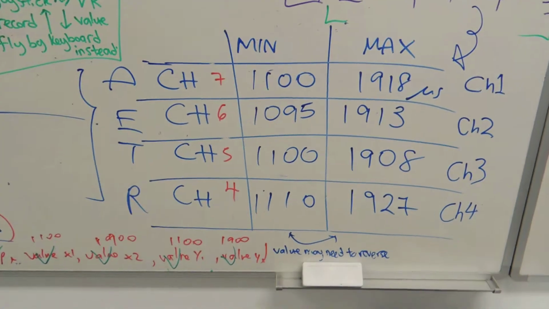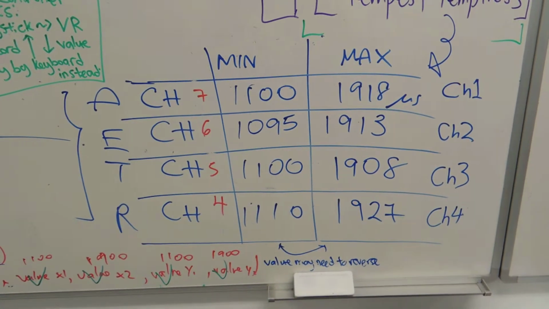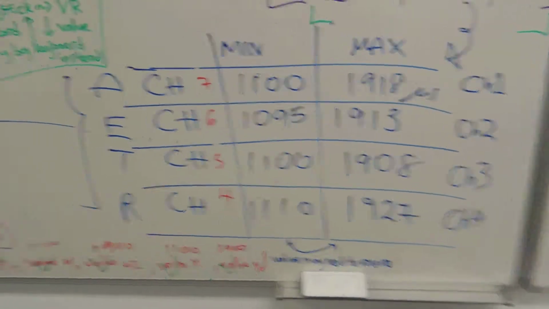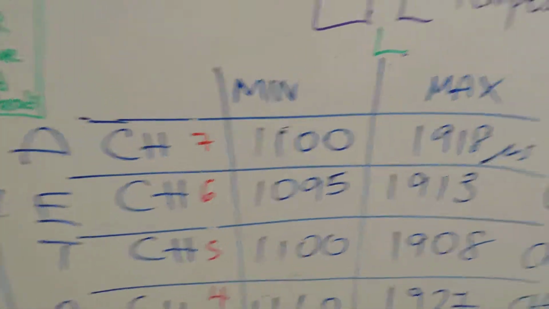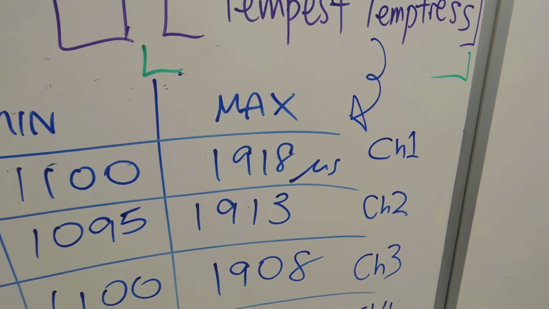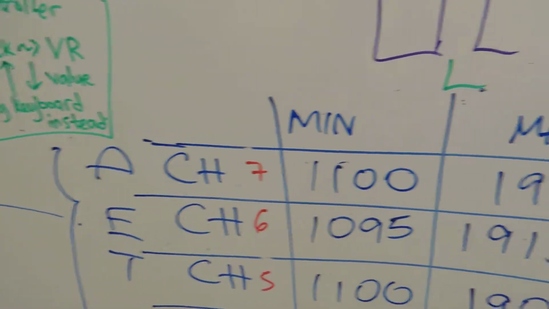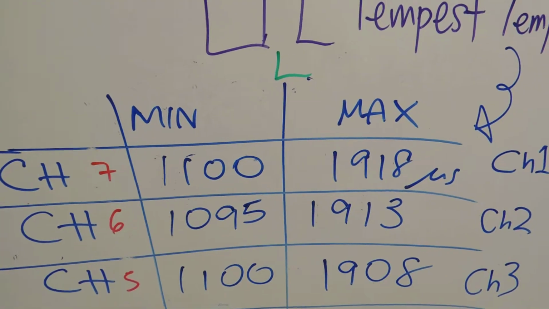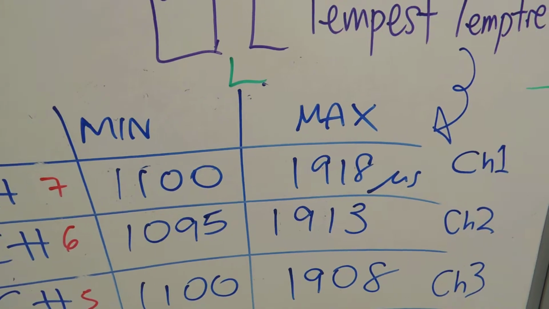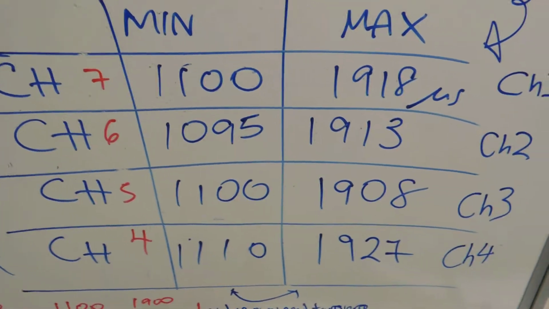So this is our first step to achieving keyboard flight, because this will allow us, for example, with A, which stands for aileron, the minimum value is 1100 and the maximum value is 1918. So if we want to control this A, the aileron, we must be able to send in a signal that ranges between 1100 to 1918. So this is our first step to achieving keyboard flying.